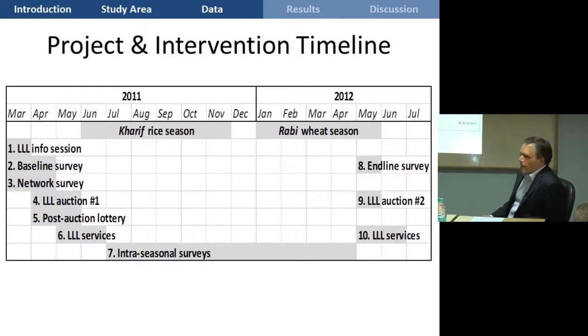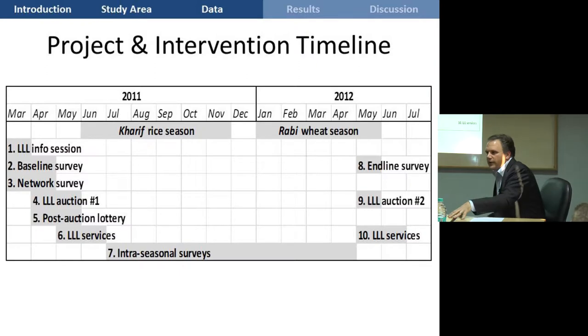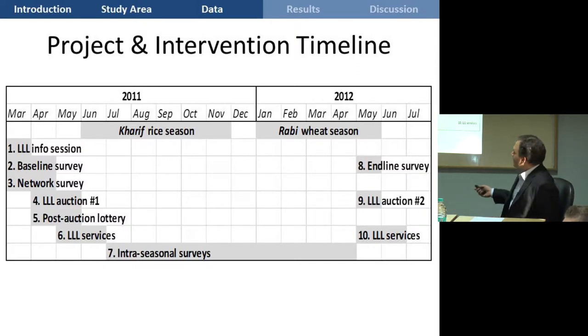This was the timeline we ran across. We began the study in 2011, continued on into 2012, and we collected data, both household data and production data, for both the kharif season, the rice season, as well as the rabi wheat season. All of these households were rice wheat system farmers. I'll go through the elements of what we did in this study shortly to give you a sense.